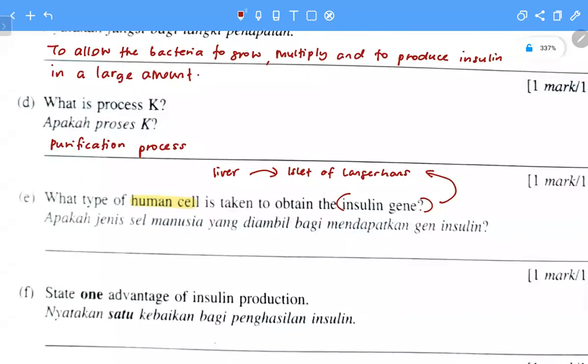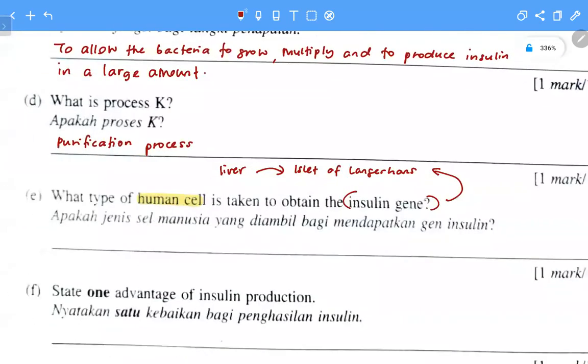So I'm not sure if I should write liver cells or should I, no, sorry, not liver, pancreas. My bad, sorry. Just change that, yeah? Pancreas. Liver blood. Pancreas. Okay.